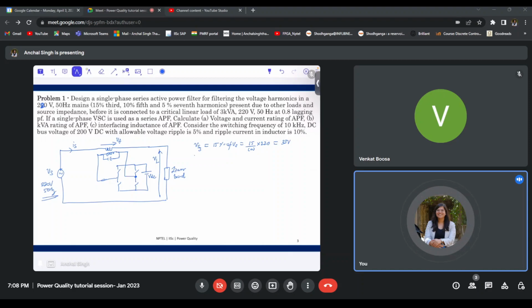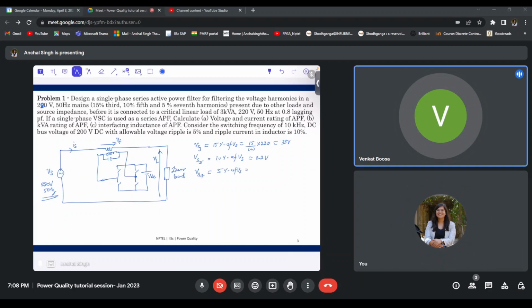And similarly, Vs5 or the fifth harmonic component is 10% of Vs. So it will come out to be approximately 22 volts. And Vs seventh harmonic only is 5% of Vs.